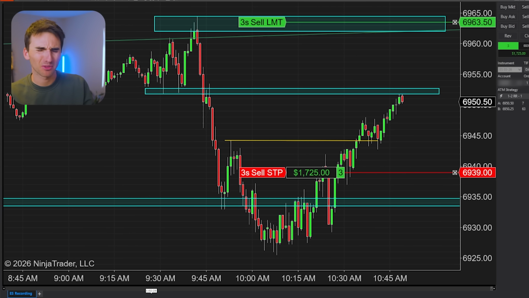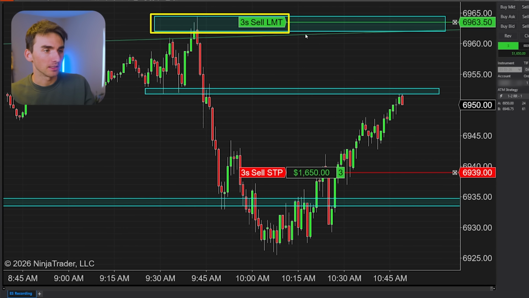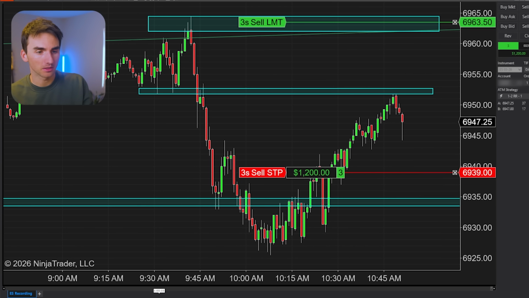I think I'm risking about $1,300 on this trade. And again, my initial target is the highs of the opening swing. And so from here, that takes a while.